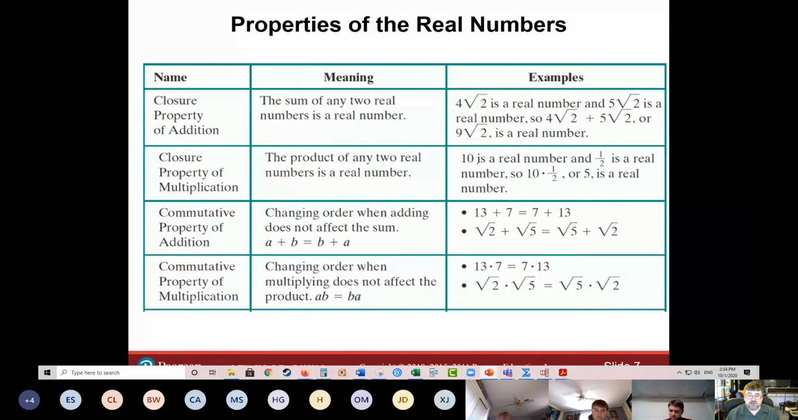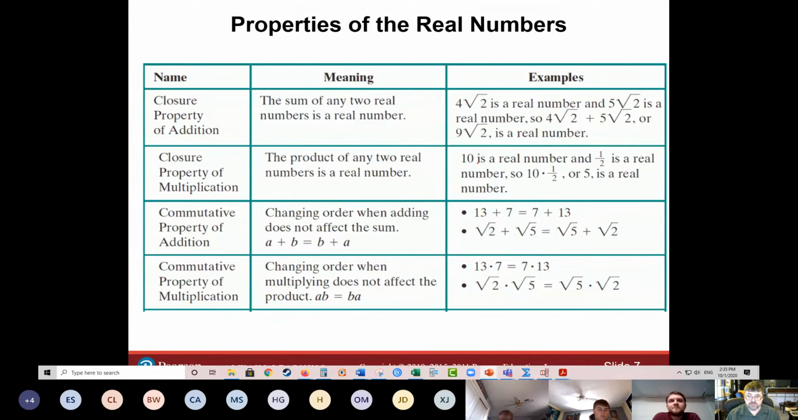The closure property of multiplication is the same idea, except for multiplication. The product of any two real numbers is a real number. So -3 times -8 is going to be a real number. Pi times the square root of 73 is going to be a real number.